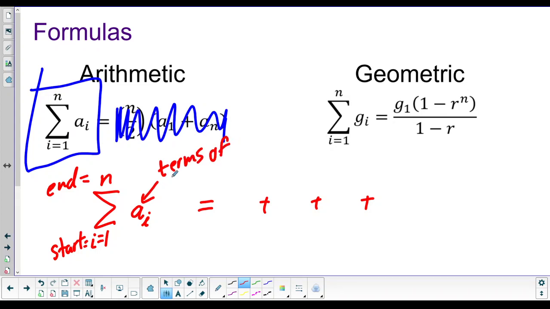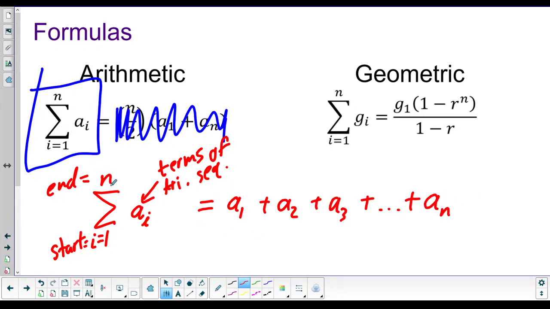Terms of an arithmetic sequence, right? So what this is saying is add up the terms of an arithmetic sequence starting with i being 1. So if i is 1, that would be A1. And then keep adding them up until you get to n. So it'll be A1, and then i goes to the next number, A2, then A3, dot, dot, dot, until you get to A, and then whatever number n is.